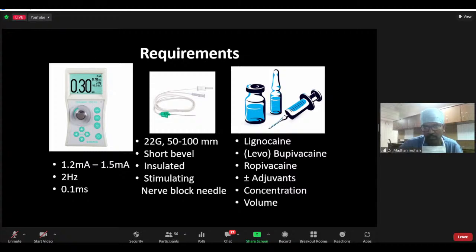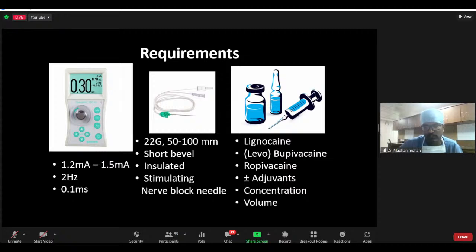And coming on to local anesthetic, you can use whichever is available in your institution: either lignocaine, levobupivacaine, bupivacaine, or ropivacaine, with or without adjuvants. In our institute, we use perineural dexamethasone 8 milligram, and the concentration depends on whether you are giving it for sole surgical anesthesia or analgesia.